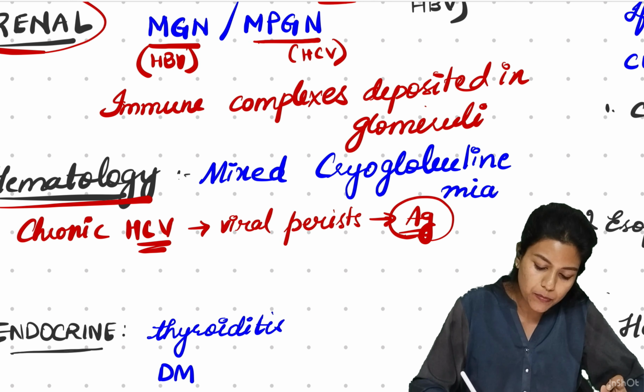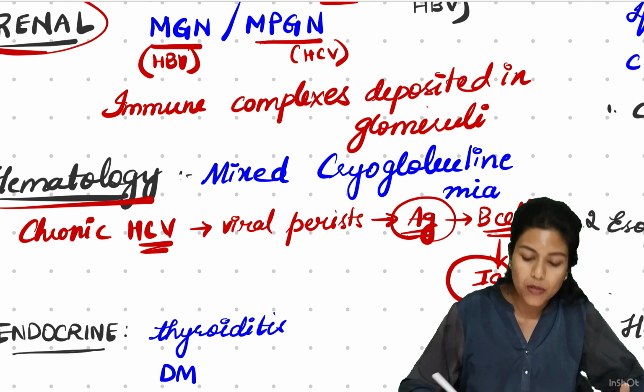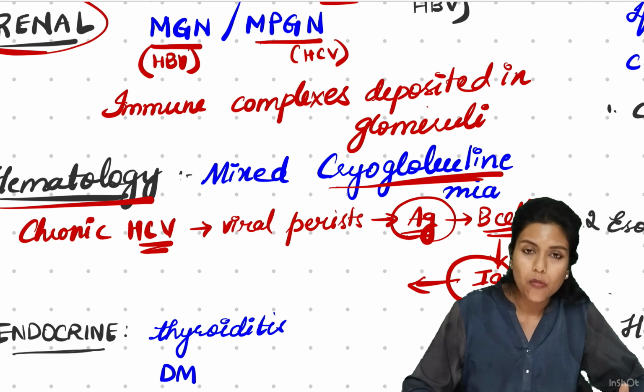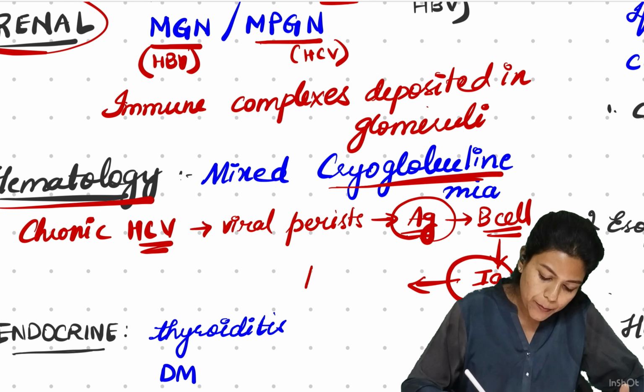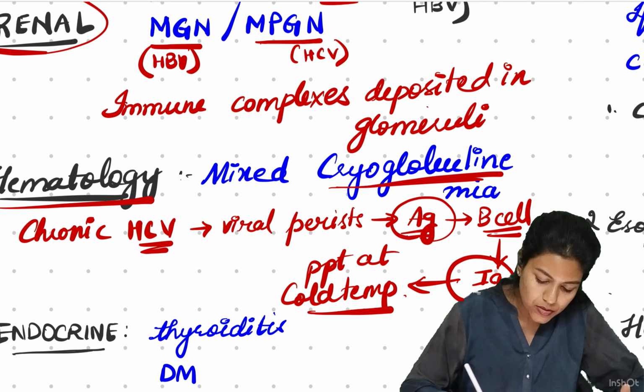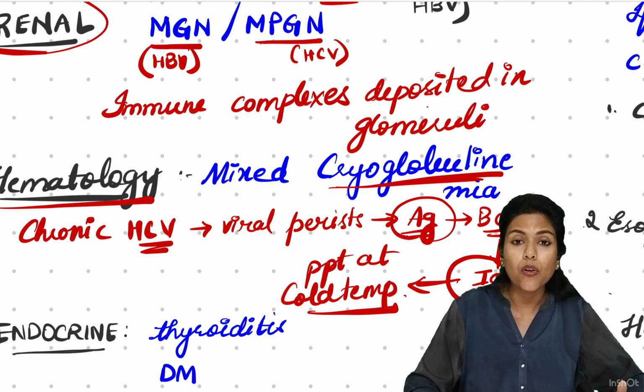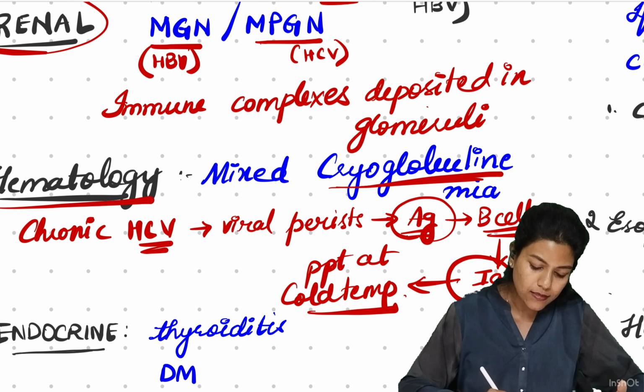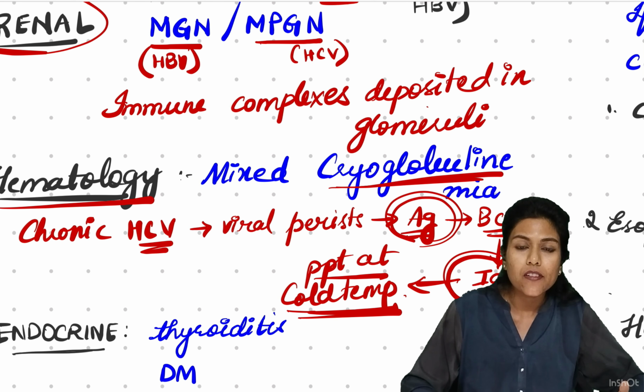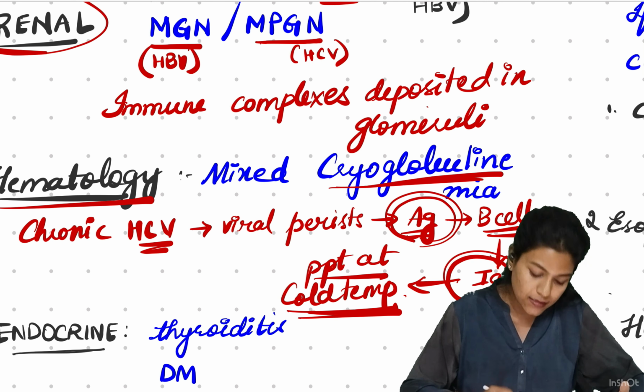B cells function is to synthesize immunoglobulins through plasma cells. Immunoglobulins are these cryoglobulins. Cryoglobulins are nothing but immunoglobulins, and they precipitate at cold temperatures. This is mixed cryoglobulinemia due to chronic hepatitis C. Because of persistent antigenic stimulation, the B cells continuously get stimulated and produce immunoglobulins, the cryoglobulins that precipitate at cold temperatures. This is about the hematological manifestation of chronic hepatitis, specifically HCV.